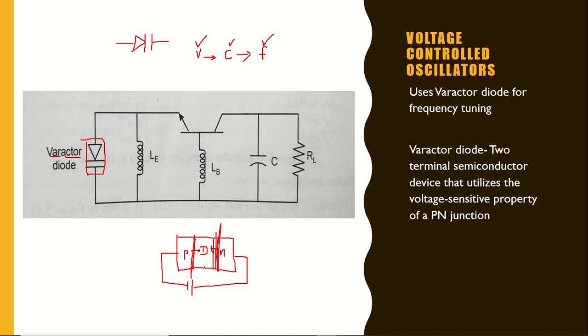The capacitance of this keeps on varying, which in turn is used to control the frequency of oscillation of the given waveform. So if you see here, I'm going to use the varactor diode for frequency tuning purpose, and it is similar to a PN junction diode where we are going to use the voltage sensitive property, which means by changing the voltage, we are going to change the capacitance of the varactor diode. And since frequency is a function of capacitance, we are going to control the frequency of oscillation.